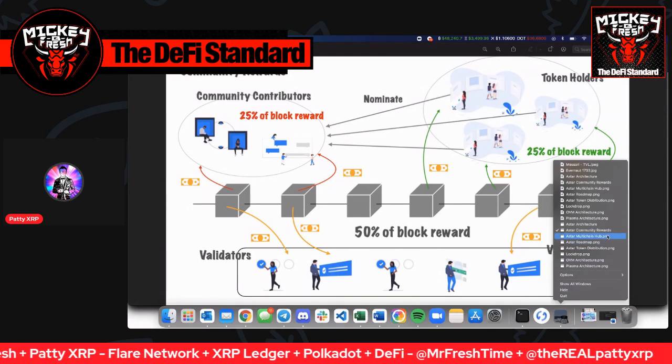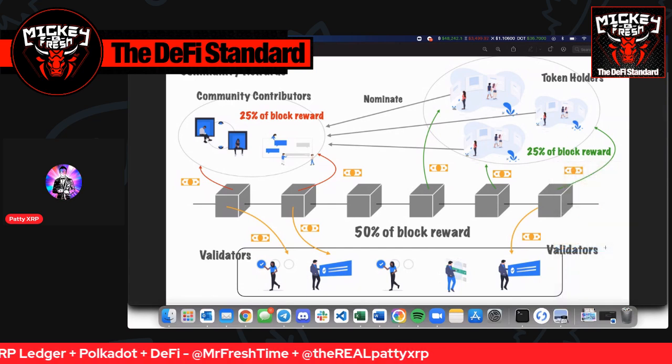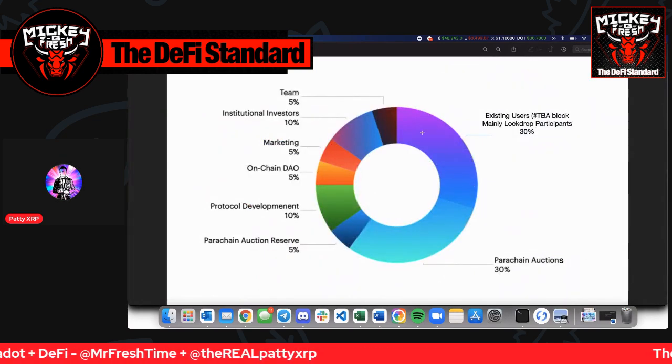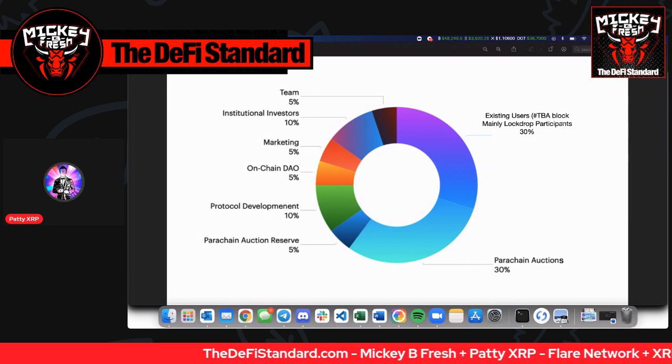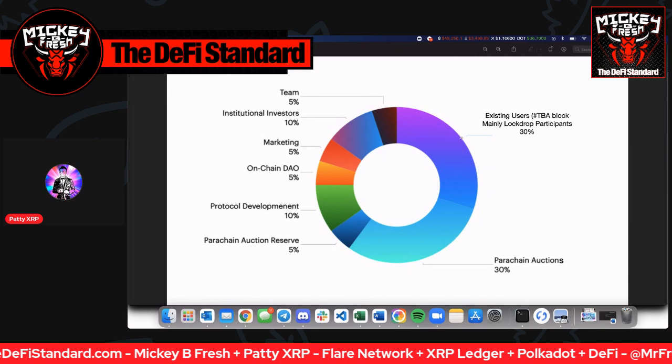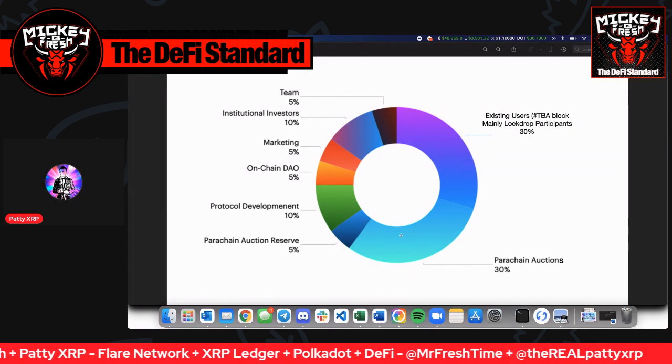And then moving on to, let's see, token distribution. This is what we want. So with the token distribution, existing users, and those are mainly lock drop participants. So about the total amount of people that submitted 150,000 ETH, that would be who's going to get 30% of the supply. Another 30% is going to be for parachain auctions, roughly.